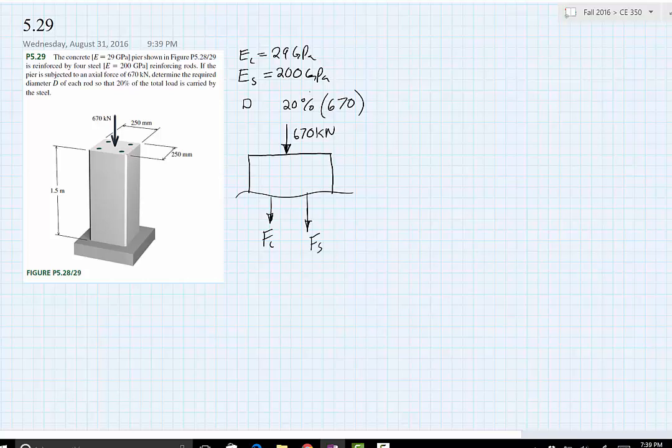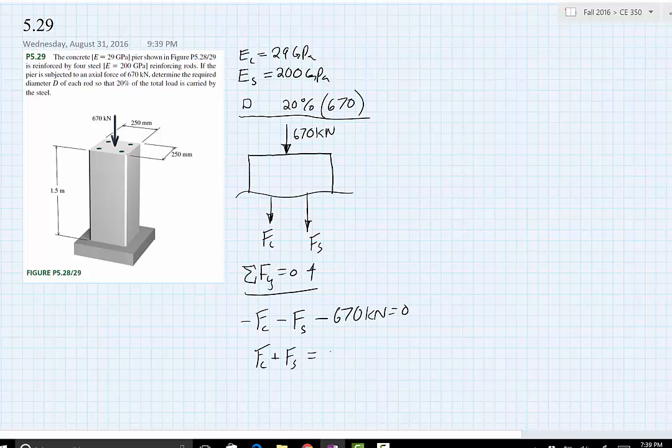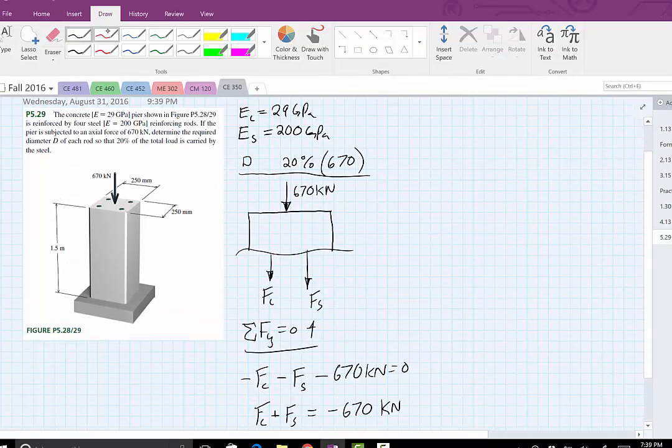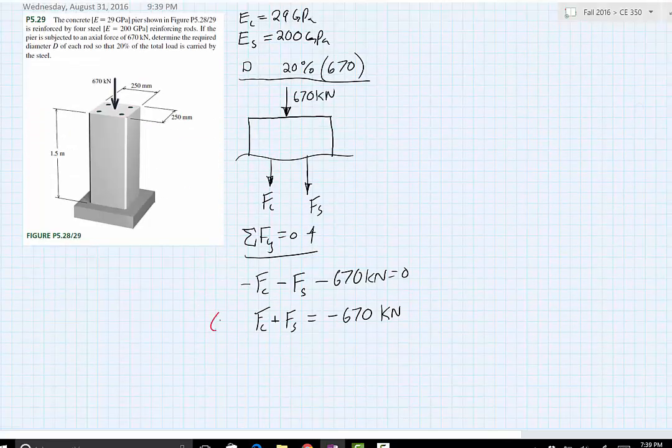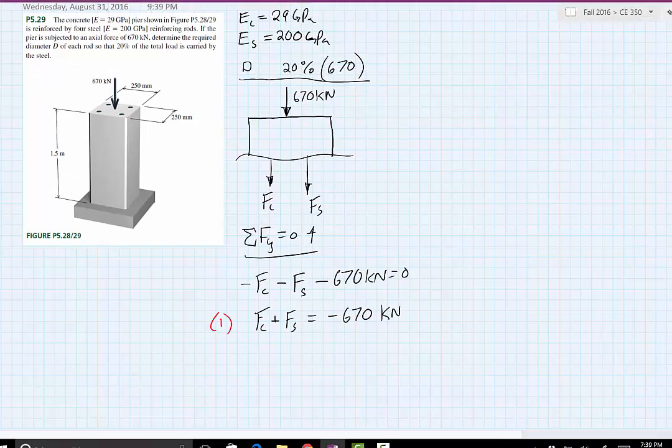So, doing this little free body diagram right here, we can actually sum the forces in the y direction equals 0. And then say negative F sub C minus F sub S minus 670 kilonewtons equals 0. And then we could say F sub C plus F sub S equals negative 670 kilonewtons. I am going to call this equation 1.